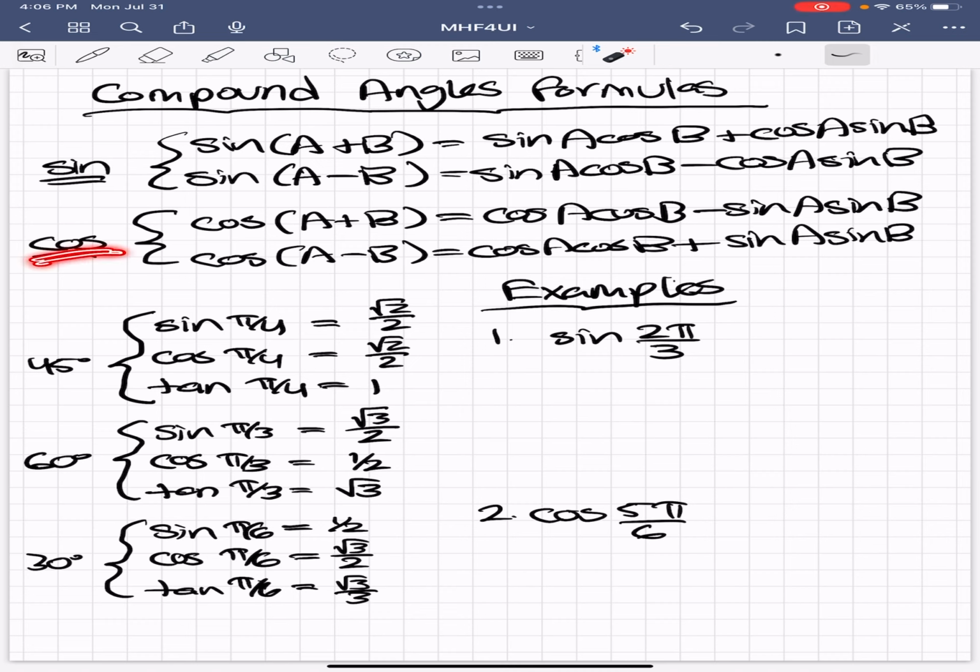So we have cos A plus B, which is cos A cos B minus sine A sine B. Notice how the operational sign switches. Then we have cos A minus B, which would be cos A cos B plus sine A sine B. And notice how the operational sign changes. Okay, so we have our exact values listed out, and we're going to get started.